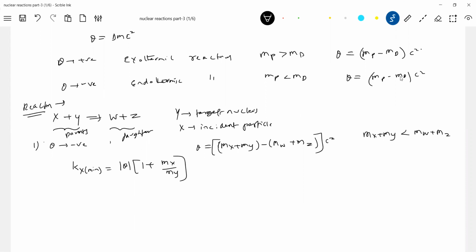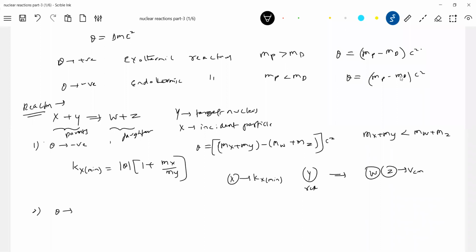When it comes with minimum kinetic energy, I'll write down the one possible case. X is moving, and this is the target nucleus, which is at rest. After collision, they no longer remain X and Y; they become some other W and Z, and they move with a common velocity. So this is a perfect inelastic collision. This is the first case.